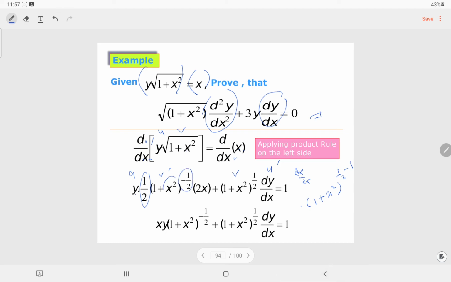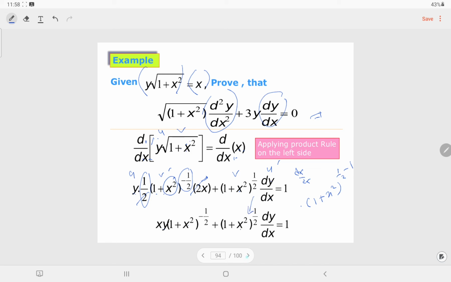And then you need to differentiate once again inside, x squared is 2x. And then v differentiate u, so dy over dx equal to 1. So xy, this one we can cancel out. Okay, so we get xy times 1 plus x squared power of negative half plus this one.